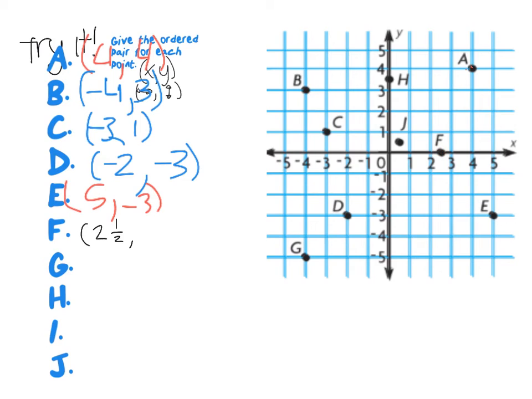And then we didn't go up or down. So when we don't go up or down, remember you just put a 0 to hold that place. You don't want to leave it blank because that would be extremely confusing. So just put a 0. Okay, G. Here's G in the bottom corner.